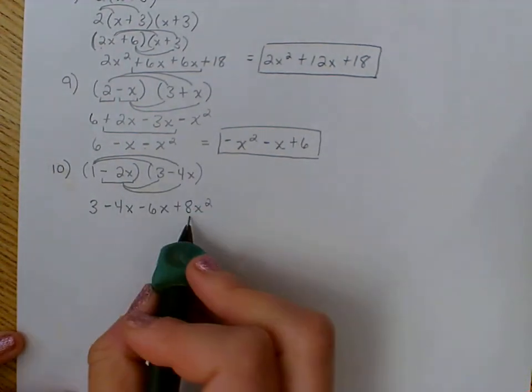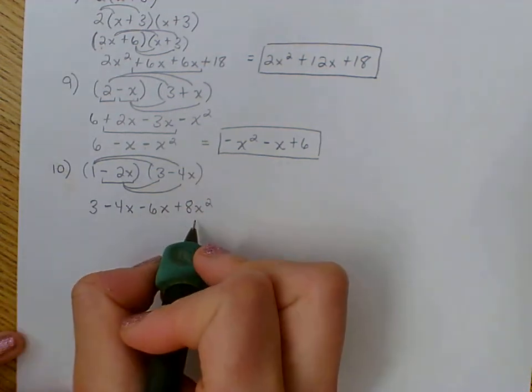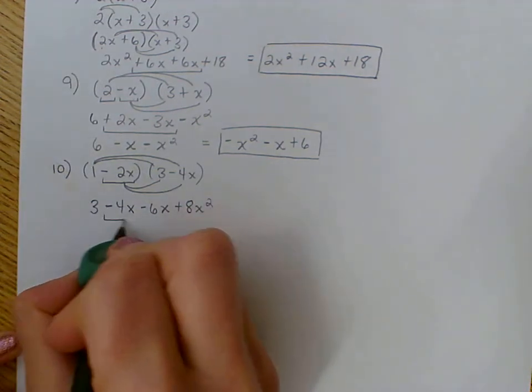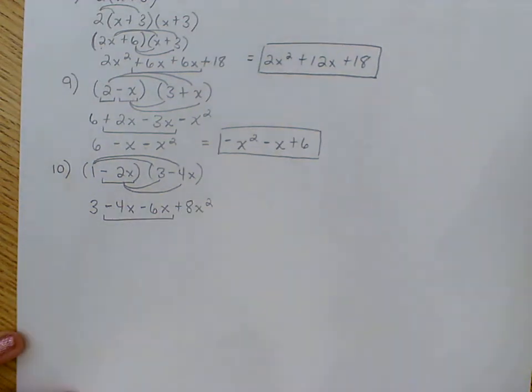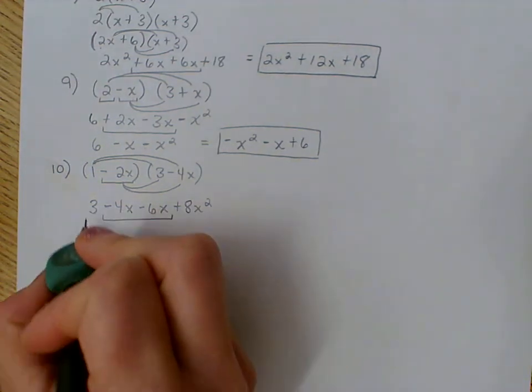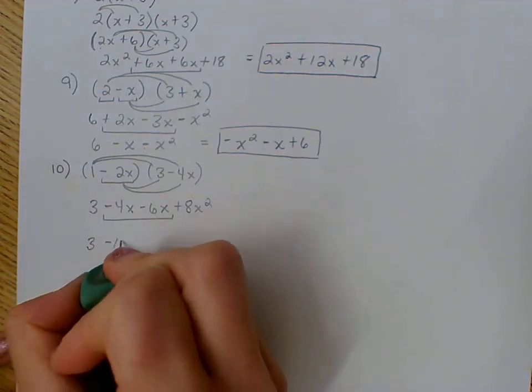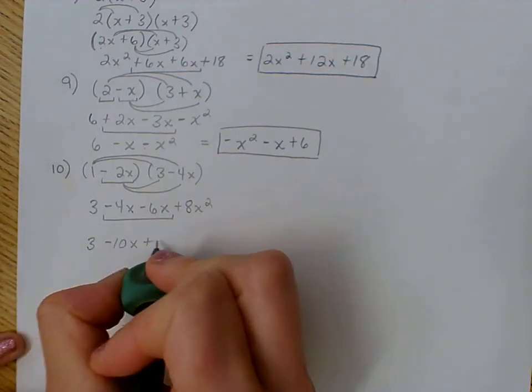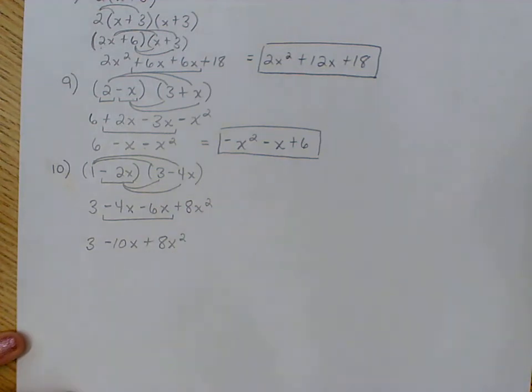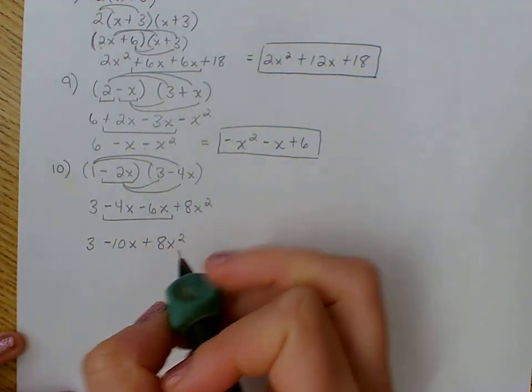Just like before, after you distribute, look for your like terms. And so I see I've got a negative 4x and a negative 6x that are like terms. So I'm going to combine those. The 3 comes down. Negative 4 minus 6 is negative 10x. And then my plus 8x squared comes down. Okay, then I just have to put it in standard form.